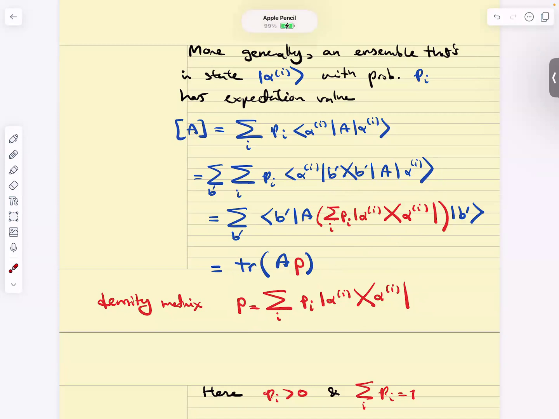So what did we do? We said, if I want to describe ensembles, I can describe them using matrices. My notion of expectation value, which was just a bracket in the past, now becomes the trace of A rho. So the expectation value of observable A in the state rho is the trace of A rho.